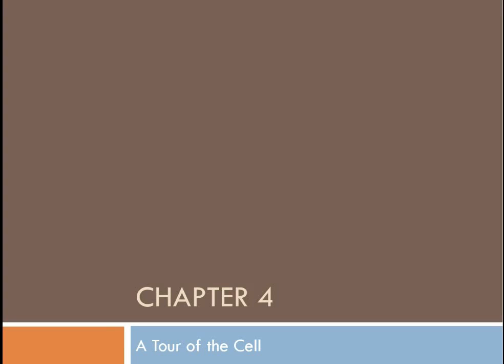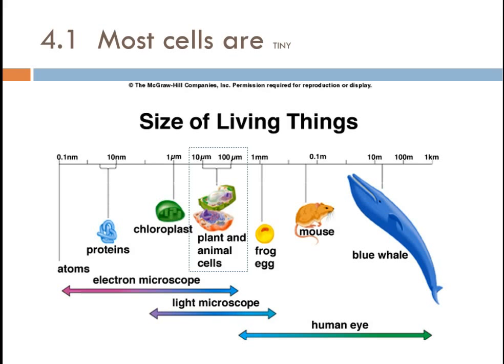Let's talk about cells and why cells are their certain size, and then in later videos we'll talk about the differences between parts of the cell. So most cells are really tiny. They're so small that you can only see them with a light microscope, and it's because of a certain reason.